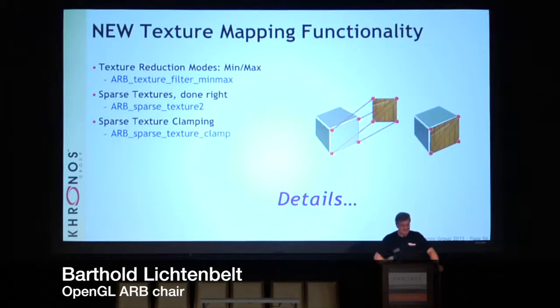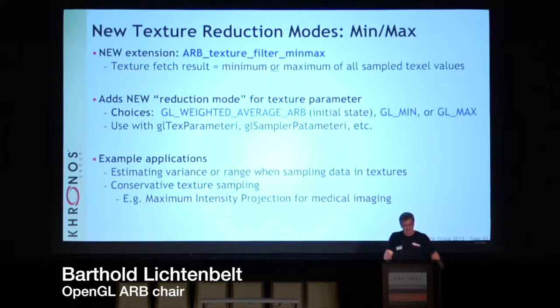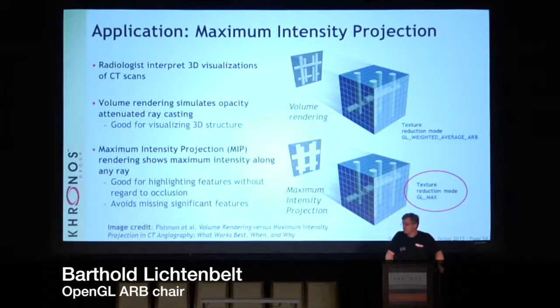Texture mapping functionality. We have three new extensions in the texture mapping bucket, so I'll go over those real quick. Reduction mode. With normal texturing, when you do a texel fetch, you filter, and the filter will probably return you the average of the surrounding texels as you're used to. Now you can also ask to get the minimum or the maximum value of the surrounding texels returned to you, which can be really useful in, for example, volumetric rendering.